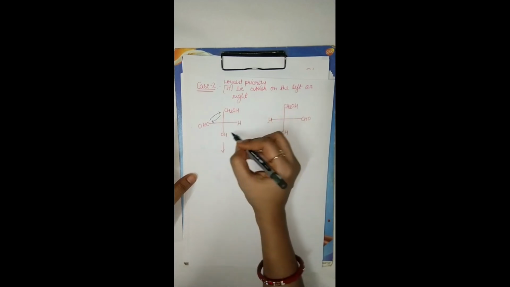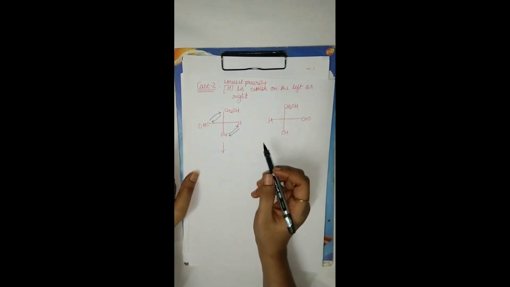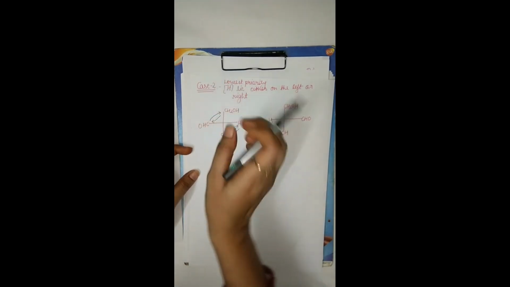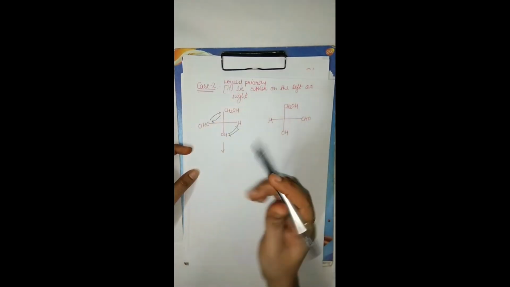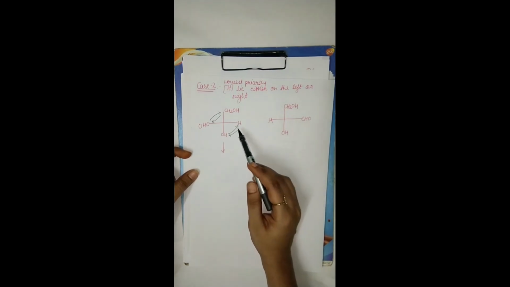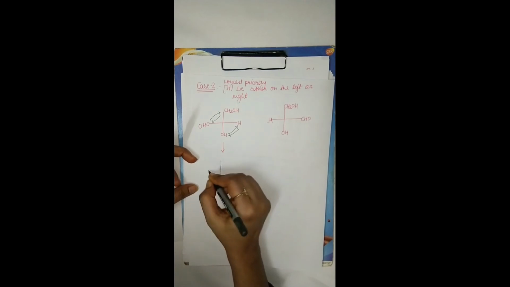Rotate the compound by 180 degrees. After the 180 degree rotation, what will happen? Okay, you got it. After 180 degree rotation, horizontal bonds become vertical and vertical bonds become horizontal. Then what will happen? The lowest priority H comes on the top or on the bottom. Okay, then what will happen?